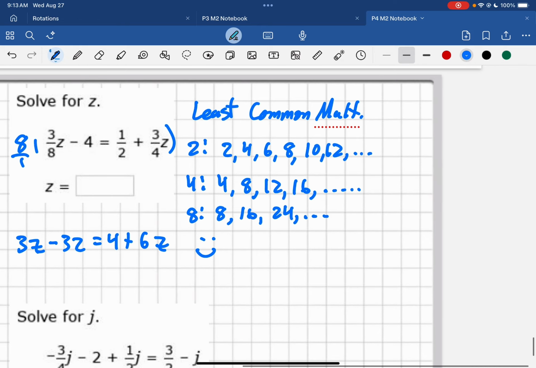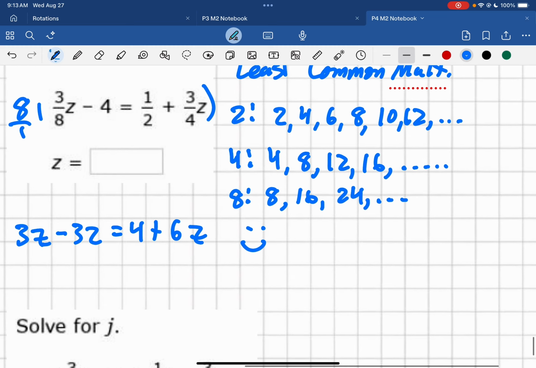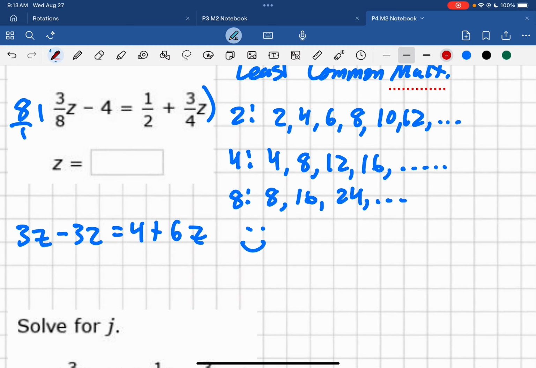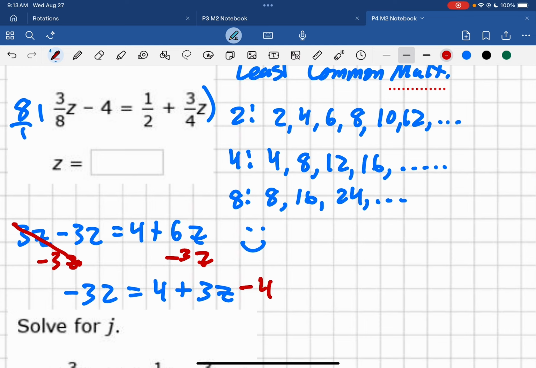Now we have to go back to everything we did to this guy over here. We've got to get the variables on the same side, and we have to do inverse operations. So let's subtract 3z, because I don't like fractions. That gets rid of the 3z over here. My new equivalent equation is negative 32 equals 4 plus 3z. Next I'm going to subtract 4 from both sides. What do I get now? I get negative 36 equals 3z.